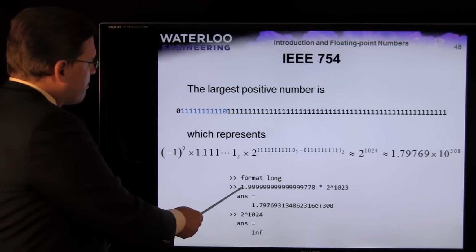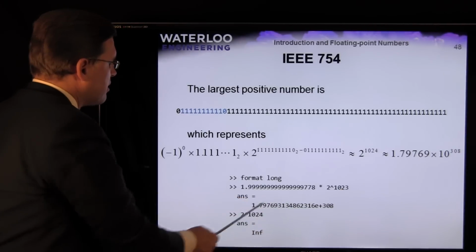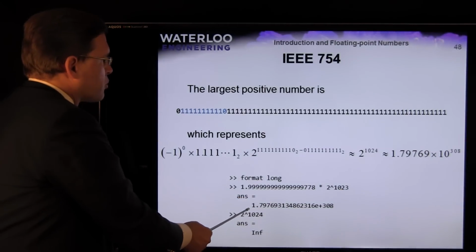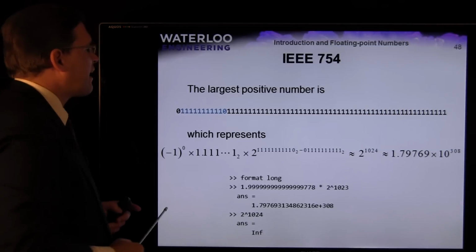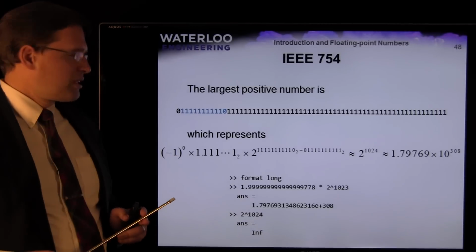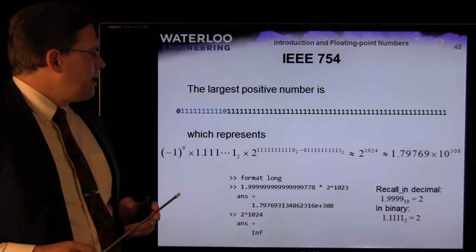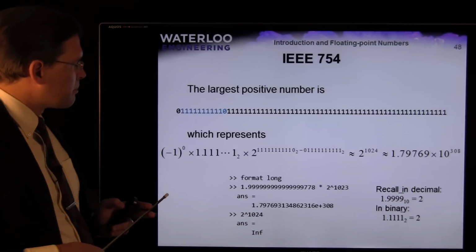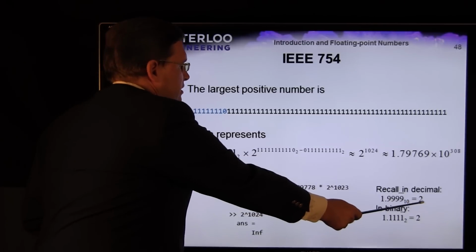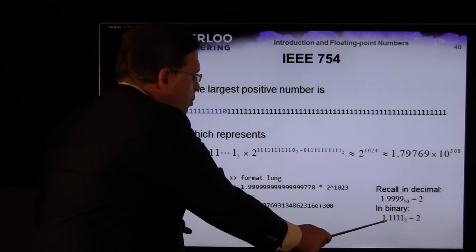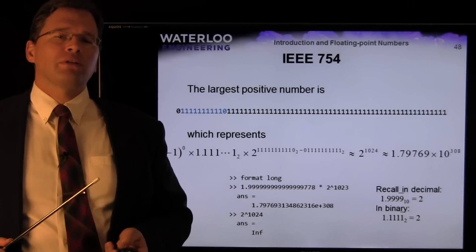So again, if I type the corresponding mantissa in times 2 to the 1023, I get a value that is stored that's approximately equal to that. If I calculate 2 to the 1024, I get infinity. So it's slightly less than 2 to the 1024. And again, remember in decimal, 1.9999 repeating, base 10 is equal to 2. In binary, 1.1111 repeating infinitely often is also equal to 2.